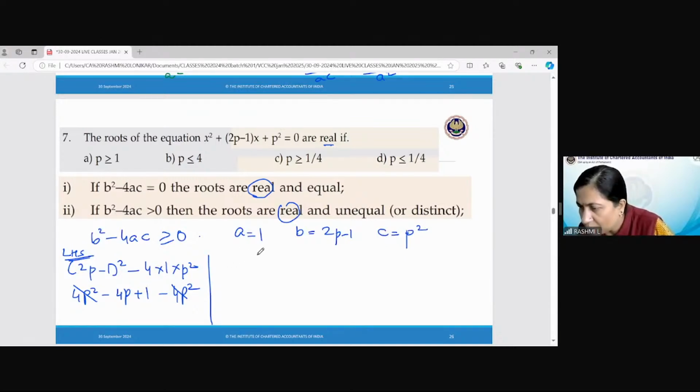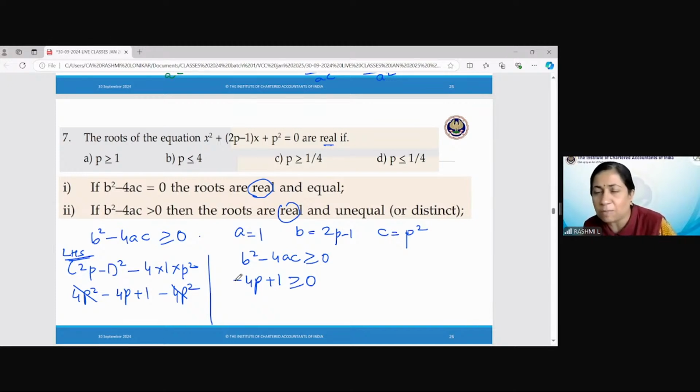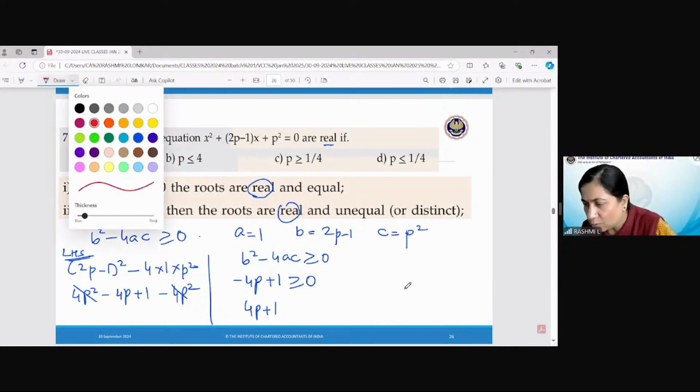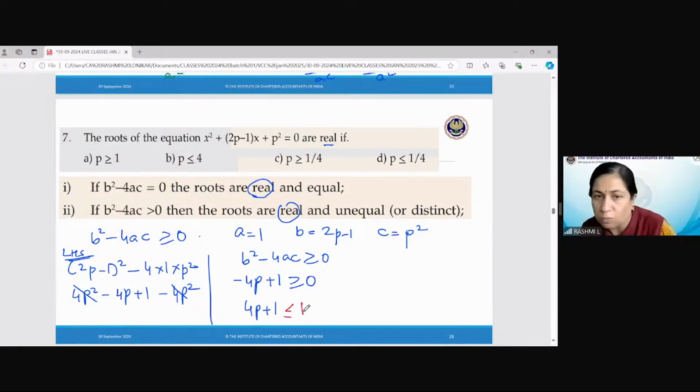Now I write b square minus 4ac is greater than or equal to 0. This is minus 4p plus 1 greater than or equal to 0. Now this is a minus sign, so I have to multiply by minus 1. What is important here is that when I multiply by minus 1, this will be less than or equal to 0.